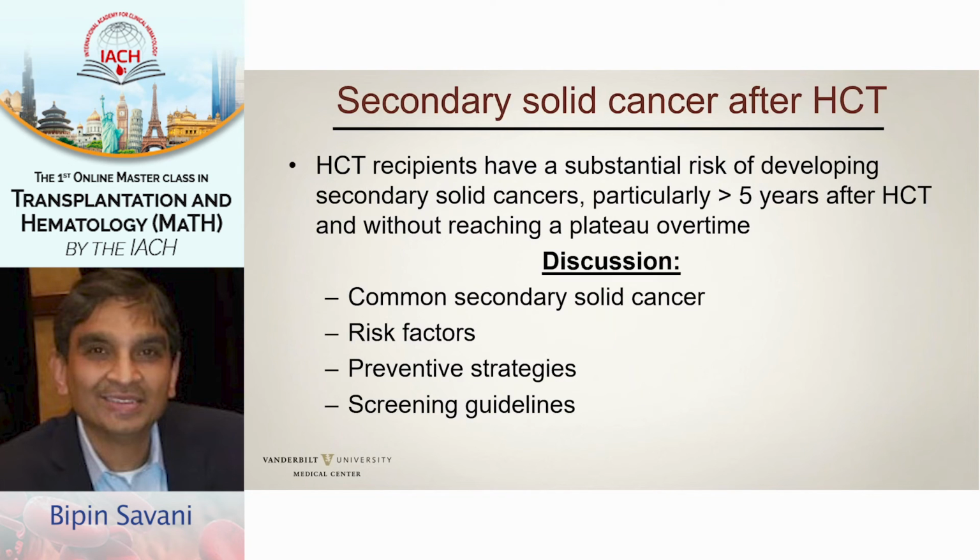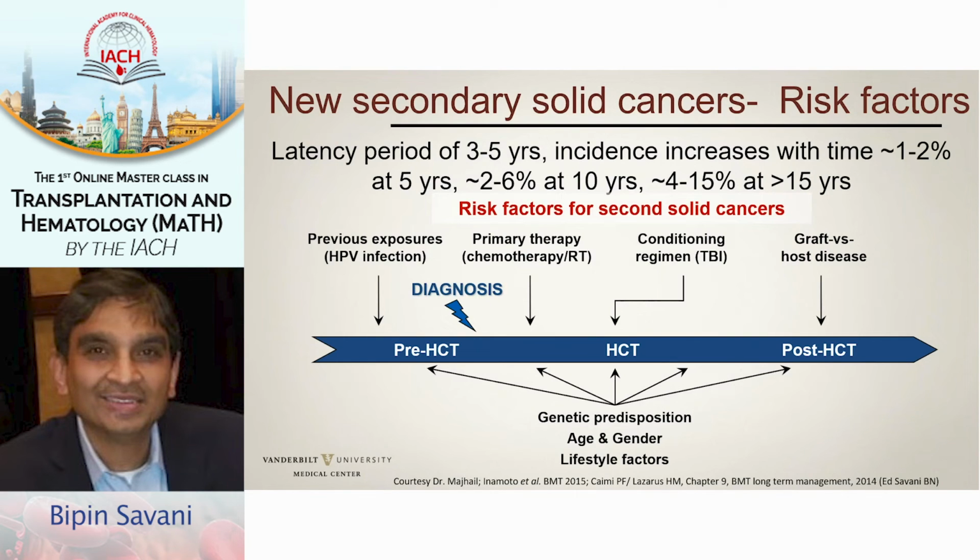So let's start with second solid cancer after transplantation, which is the most common cause of late death after transplantation. Transplant recipients have a substantial risk of developing second solid cancer, particularly beyond 5 years after transplant, without reaching a plateau over time. The latency period of developing secondary solid cancer is about 3 to 5 years. Incidence increases with time, from 1 to 2% at 5 years to 2 to 5% at 10 years, 5 to 15% at 15 years, and about 25% at 30 years post-transplant.